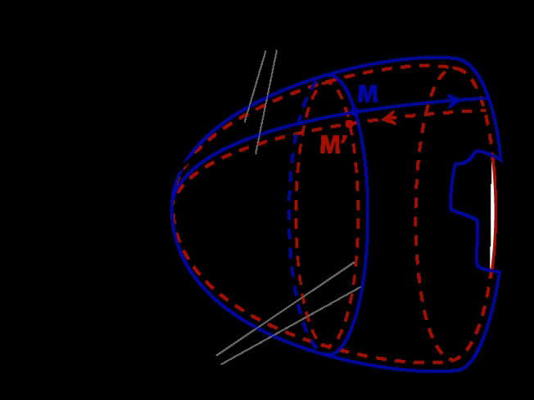Thus at each point of space-time there are two metrics: (1) ds² = g_ij dx^i dx^j, and (2) dσ² = γ_ij dx^i dx^j.